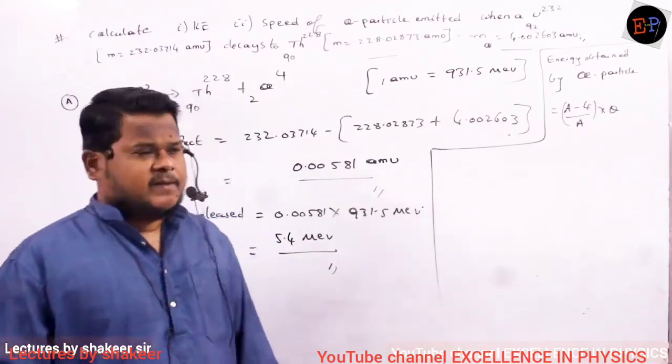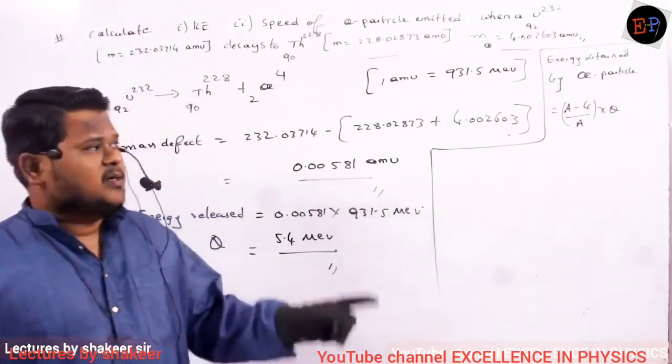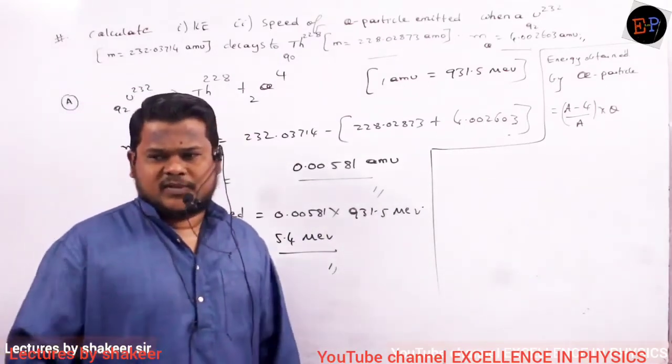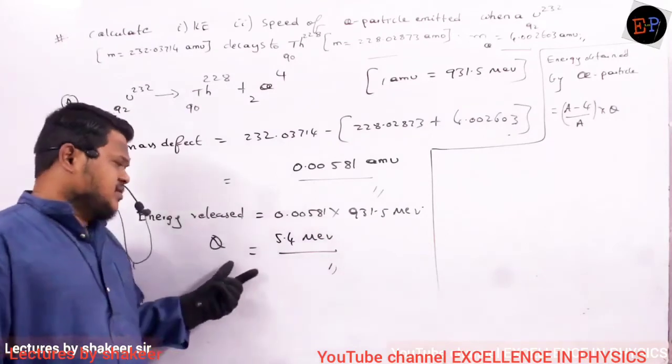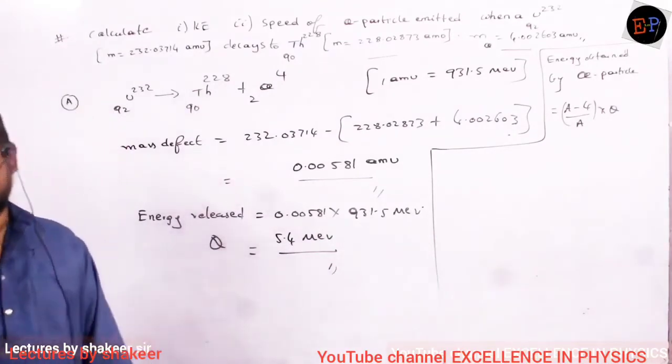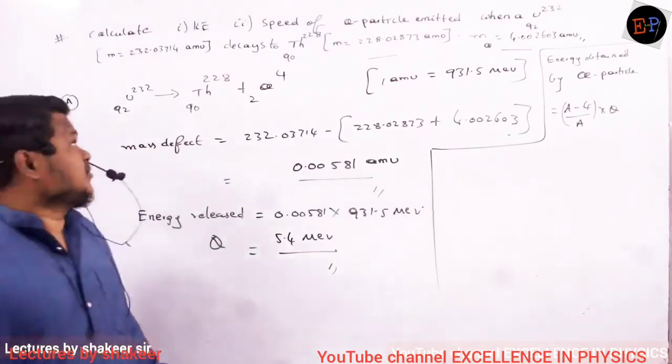A means mass number. So what is the mass number of uranium? It is equal to 232. And 4 is the mass number of what? The helium nucleus, multiplied by Q. And what is meant by Q? Q is the total amount of energy released. Clear? So substitute the values and see what answer you will get.